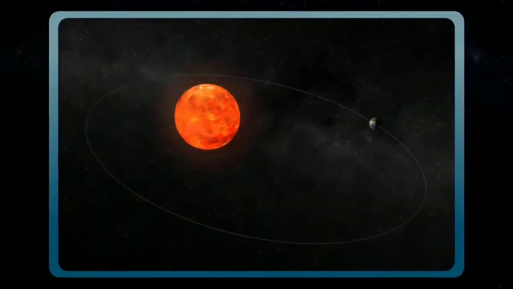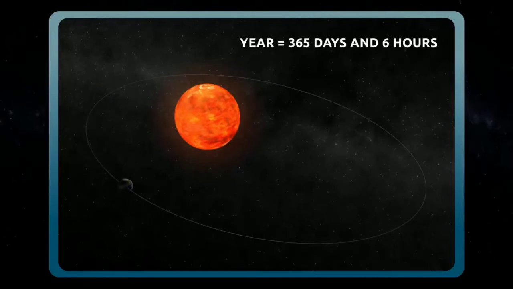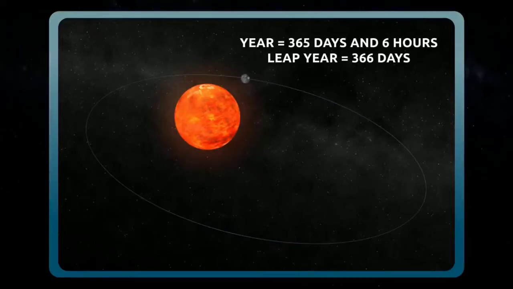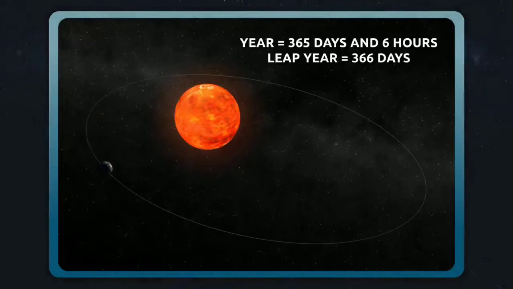Owing to the fact that the revolution of the Earth around the Sun doesn't take exactly 365 days, but 365 days and 6 hours, there are leap years which have one more day, 366 days. That's why every 4 years, February has one more day, day 29.